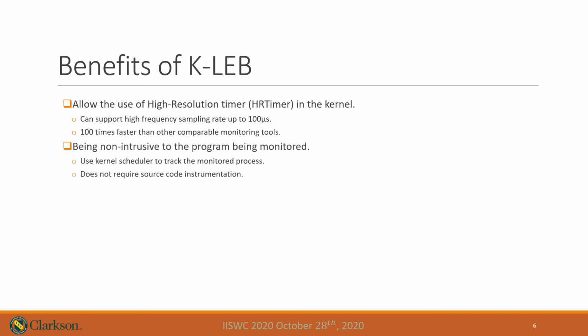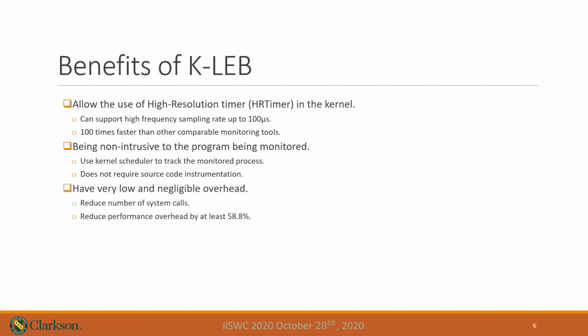K-LEB uses a scheduler in the kernel to keep track of the monitored process. This allows K-LEB to be non-intrusive to the program being monitored, as it does not require source code modification or having to interrupt the program workflow. K-LEB also mitigates the overhead effectively by collecting and keeping the performance counter data in the kernel space. This method reduces the expensive overhead from the extra system calls that other profiling tools have to make in order to collect the performance counter data. From our case study, K-LEB was shown to reduce the monitoring overhead by at least 58.8%.